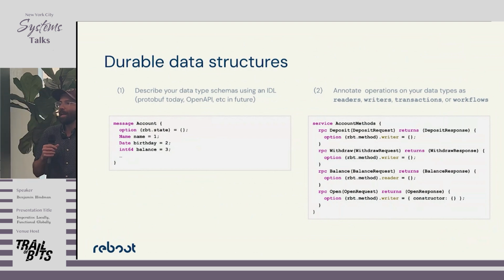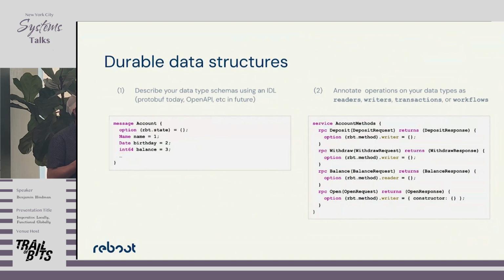So imagine we're building something like a bank. Okay? We've got things like accounts. So you describe your account type. You'd imagine it has things like the name, the birthday, balance, and other things. And then you also describe the methods that you can call for an account. Things like doing a deposit, doing a withdraw, getting the balance, opening.